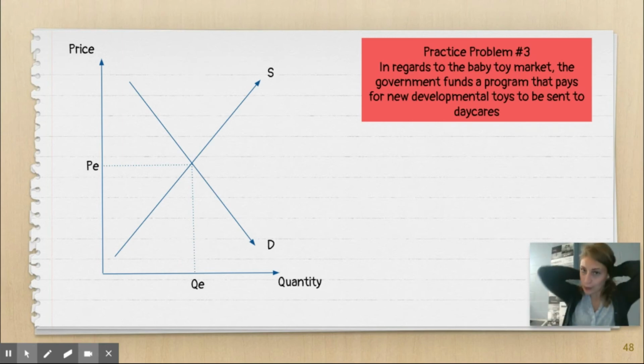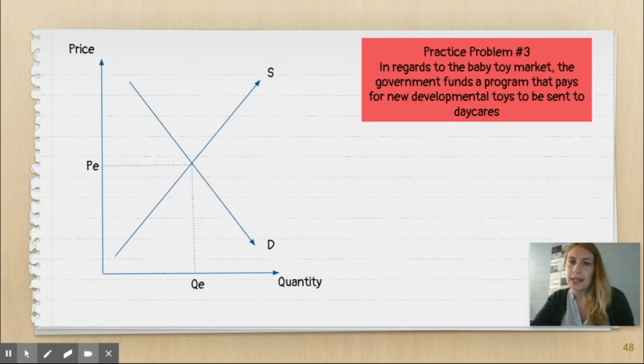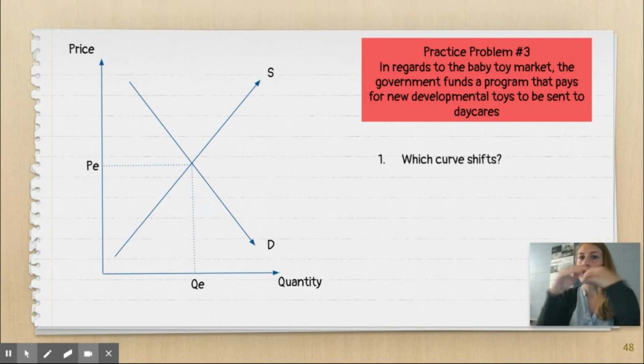Last one before you try them on your own, in regards to the baby toy market. So now our market has changed. We're looking at baby toys. The government funds a program that pays for new developmental toys to be sent to daycares. So which curve shifts, right? So if we're looking at government policy and we're looking at a toy program, which will this affect first? Will this affect our producers or will this affect our consumers? Well, in this instance, because it's a government policy, it's going to affect our producers first, right?